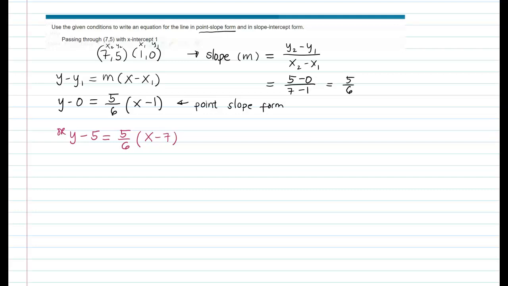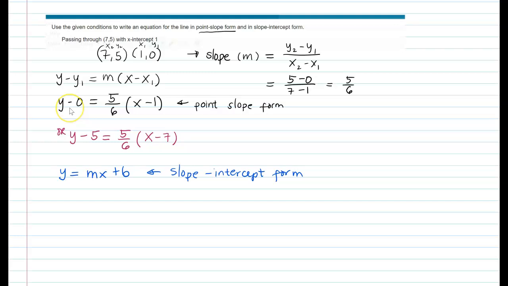Okay, so then next is to write it in the slope-intercept form. What do you mean by slope-intercept form? That is of the form y equal to mx plus b. That's the slope-intercept form. Now to obtain this, you just need to simplify your expression here. You just need to simplify both of these.